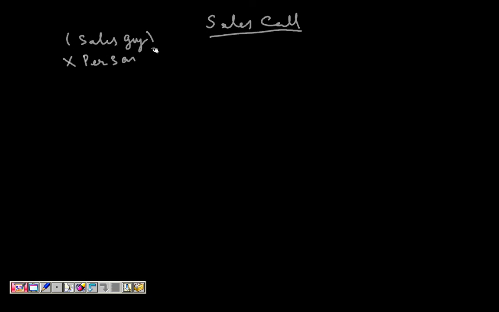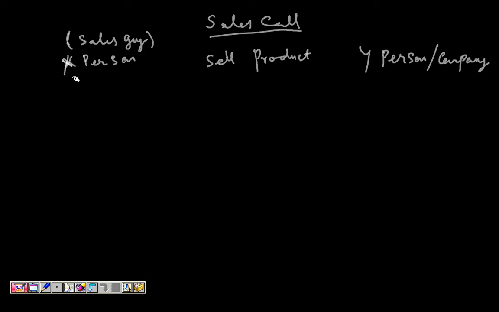He does the sales call to sell the product to Y person, or company. So here you have X guy who's representing company D, selling a product to person Y. So that's the reason why you have sales guys.